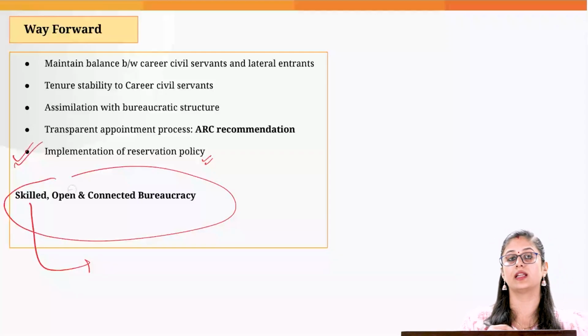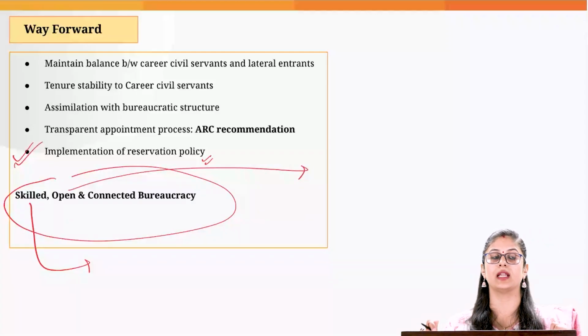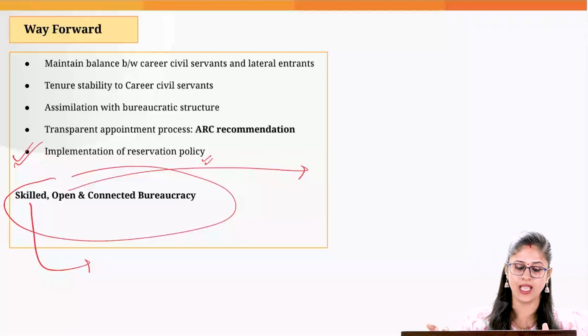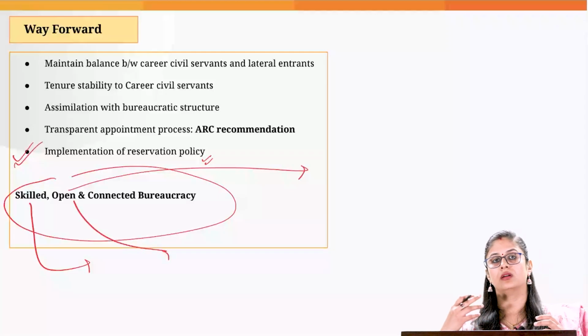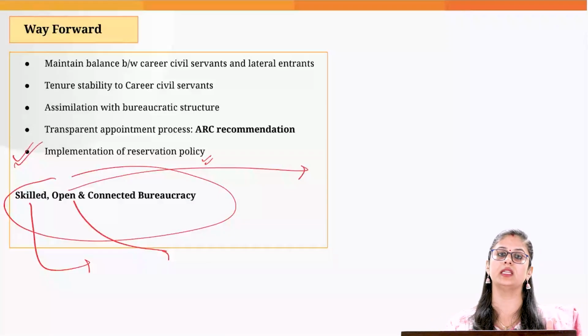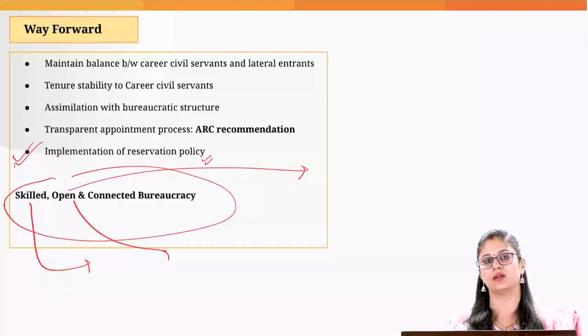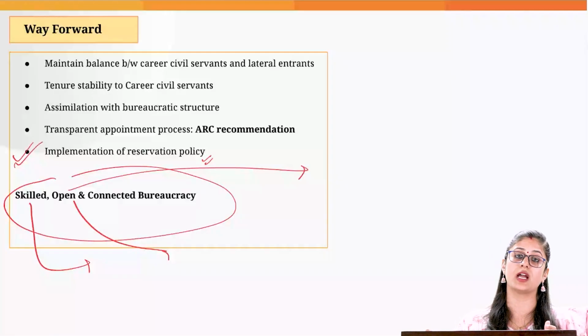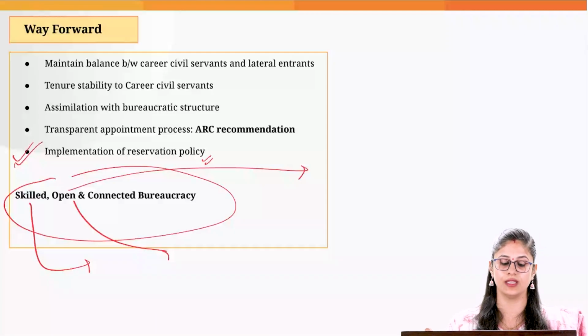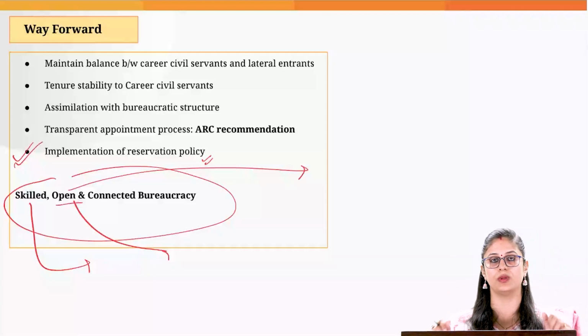Then we need to make sure that our bureaucracy is open. How do we do that? Whenever we are formulating any policy, we need to carry out multi-stakeholder consultation with the private sector, with the NGOs, etc. And whatever work is being done by the bureaucracy, they need to be transparent with respect to that. So social audits need to be carried out on a regular basis. The Citizens Charter needs to be implemented effectively. That would make sure that our bureaucracy is an open bureaucracy.